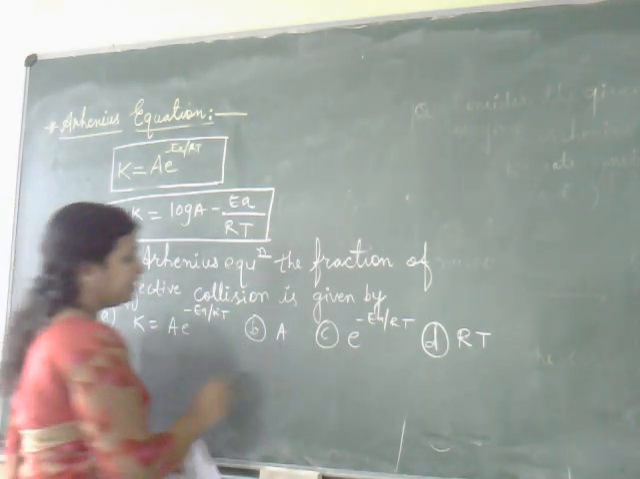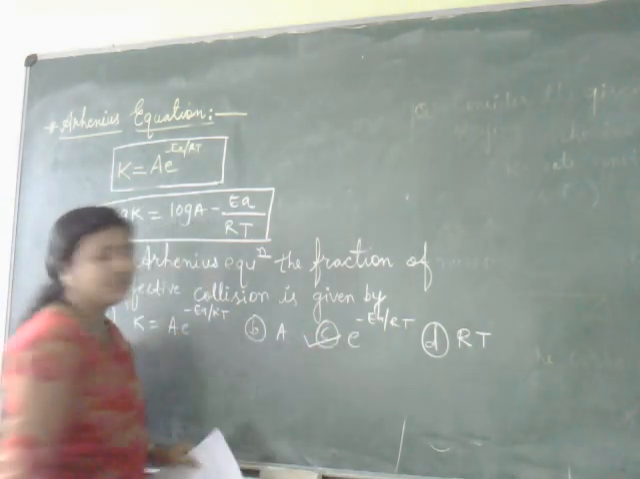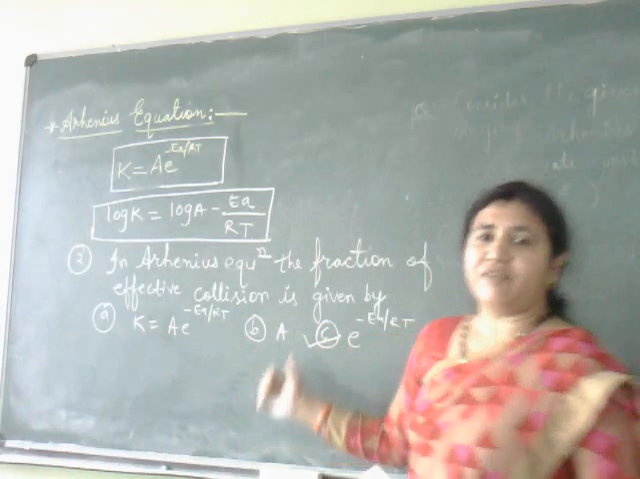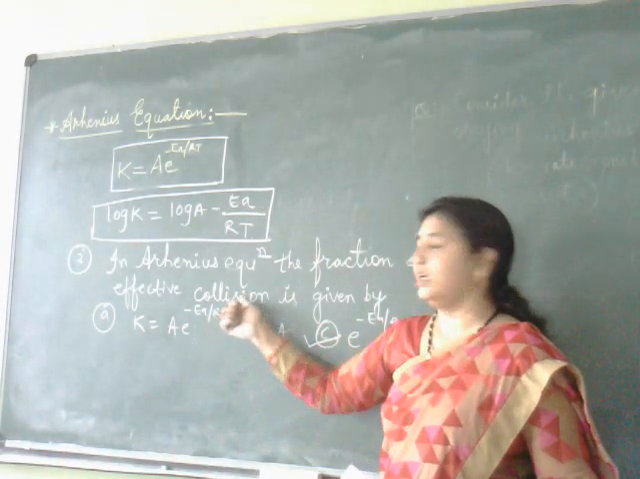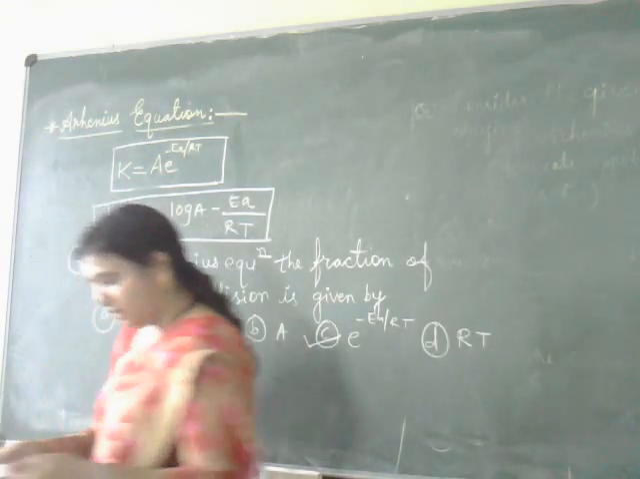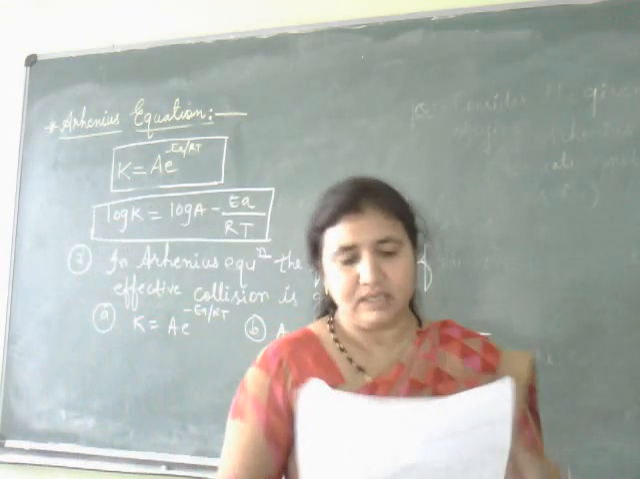So the correct option is Option C, e^(-Ea/RT). This is the fraction of effective collision in the Arrhenius equation. Okay. So next, what question is given?